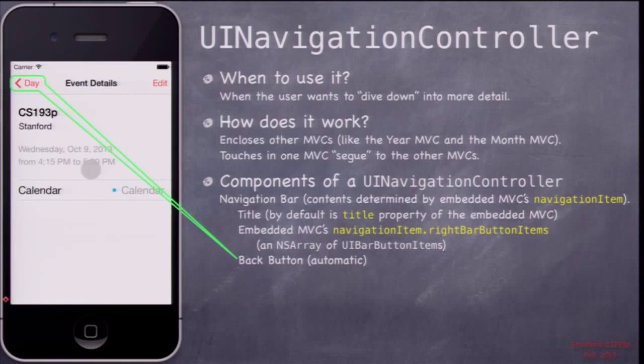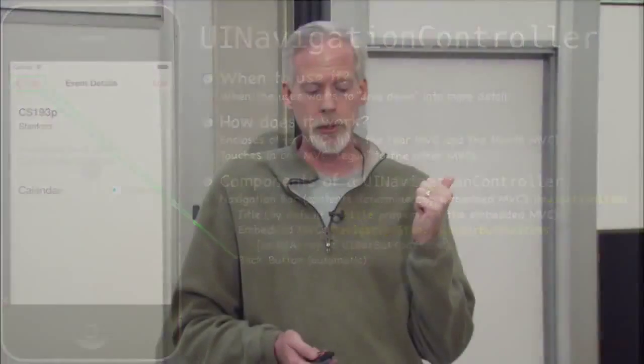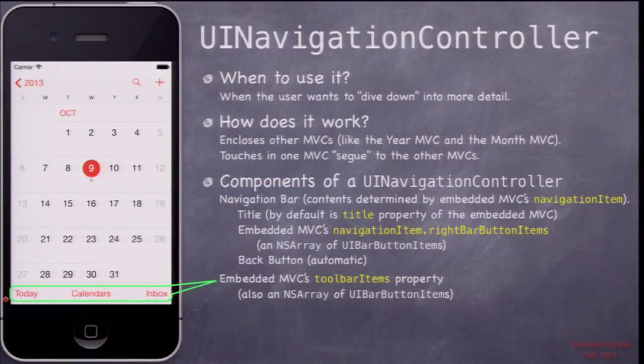But the user knows that that upper left-hand corner is how they go back. So they've drilled down and they can go back. If I click on that back button, obviously I'm going to go back to the day. If I click again, I'm going back to the month. All right, so that's the back button.